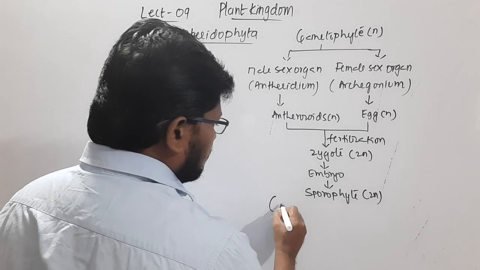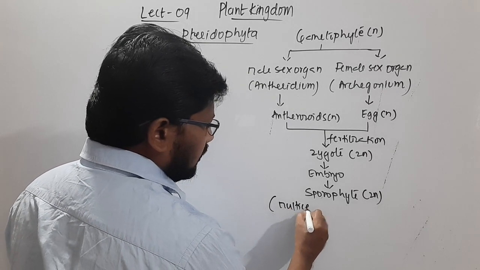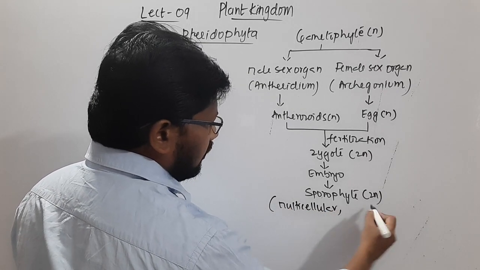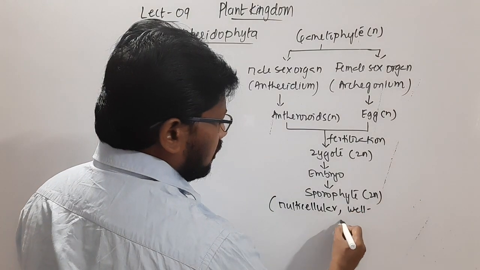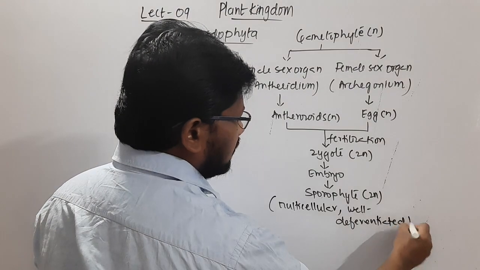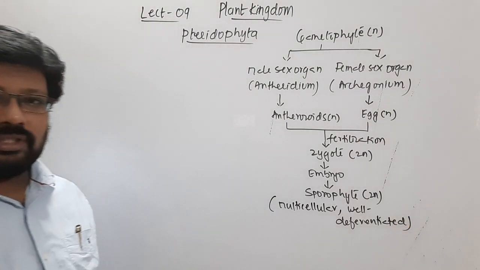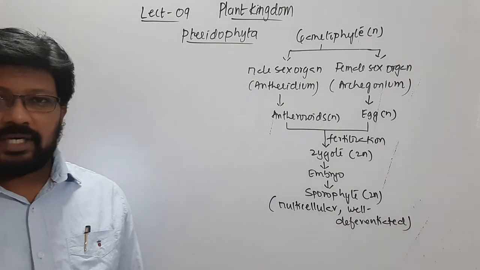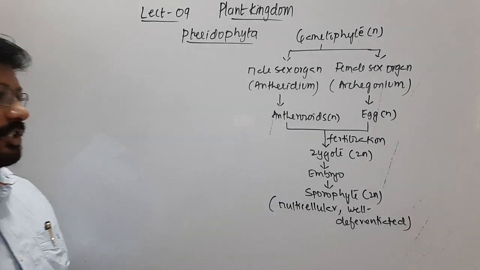Okay, so it's multicellular, and also well differentiated. Here, well differentiated means it has true roots, true stems and leaves. So that's a well differentiated form.